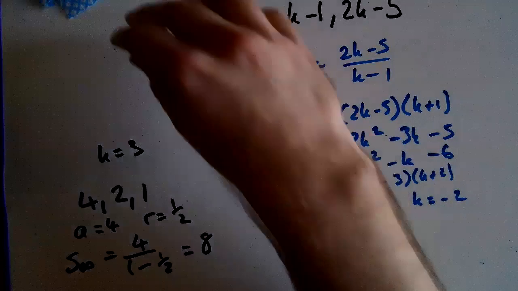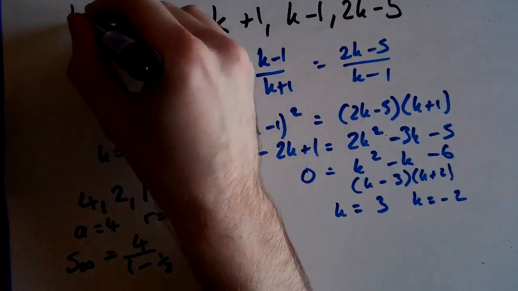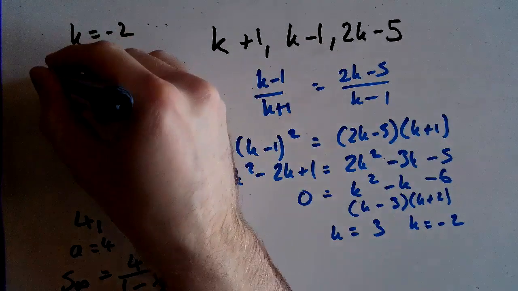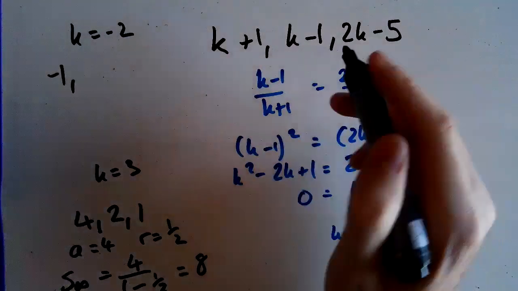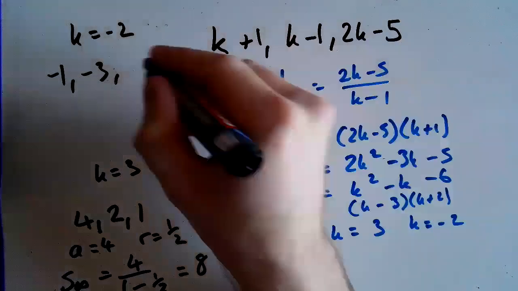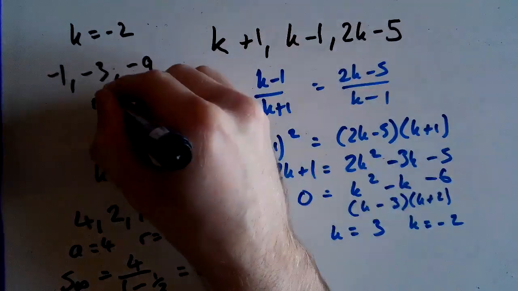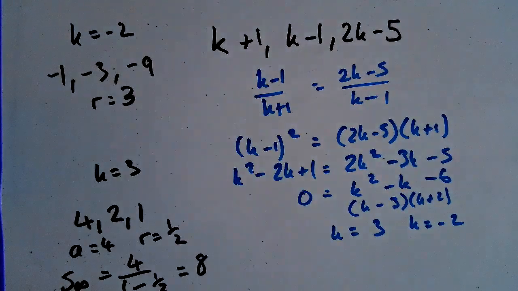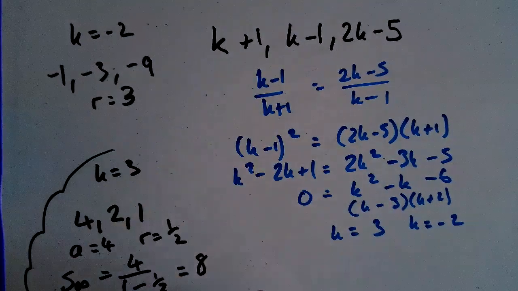Okay, let's double check what would happen if k was minus 2. So sub it into there, minus 2 add 1 is minus 1, minus 2 minus 1 is minus 3, minus 2 times 2 is minus 4, minus 5 is minus 9. So this one, r is 3. Now that's not between minus 1 and 1, so the sum to infinity will diverge, it will go off to minus infinity. So k must have been 3. So that is 4 over 1 minus a half, which is 8.